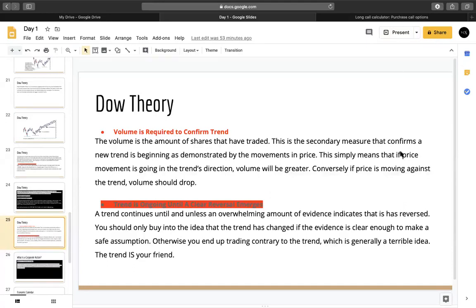The volume, for those who don't know what volume is, is the amount of shares that have traded or are being traded. This is the secondary measure that confirms a new trend is beginning, as demonstrated by the movements in price. This simply means that if the price movement is going in the trend's direction, the volume is going to be greater. Conversely, if price is moving against the trend, volume should drop, right?